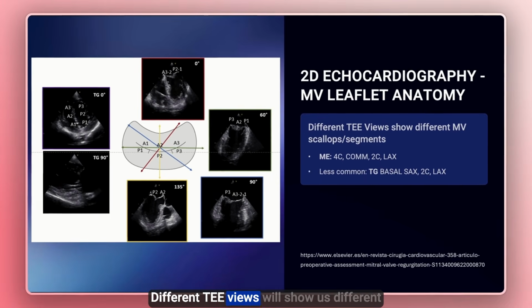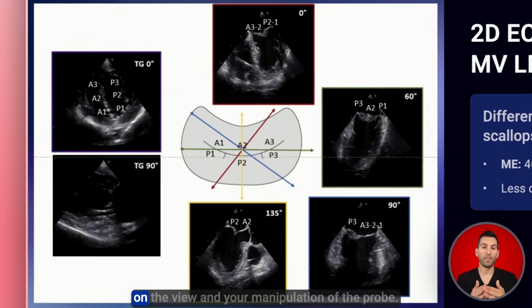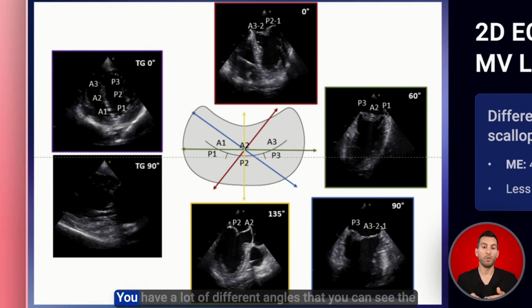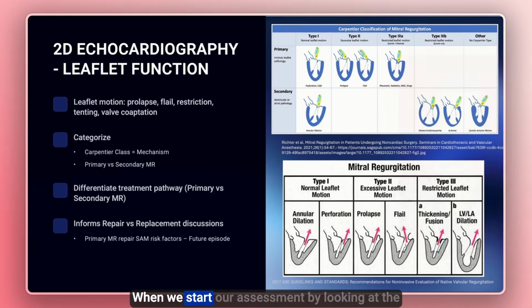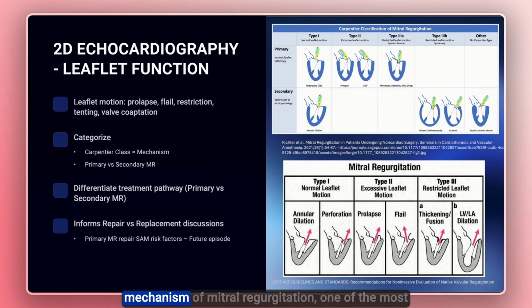Different TEE views will show us different mitral valve scallops or segments. Depending on the view and your manipulation of the probe, you have a lot of different angles that you can see the mitral valve to assess particular parts of the leaflets. When we start our assessment by looking at the mechanism of mitral regurgitation, one of the most important factors here is looking at leaflet function.